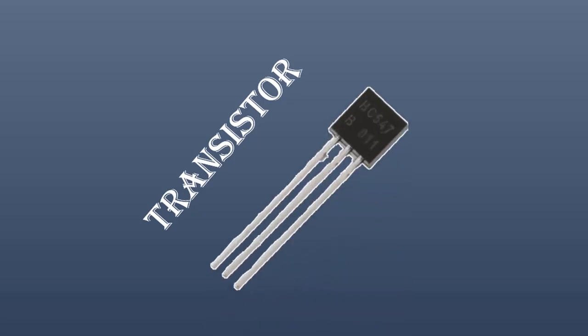Transistor. A transistor is a main electronics component. It has three terminals. It has two functions. The first function of the transistor is that it works like a switch. It works like on and off. The other function of the transistor is amplification. It can amplify a small signal into a large signal.